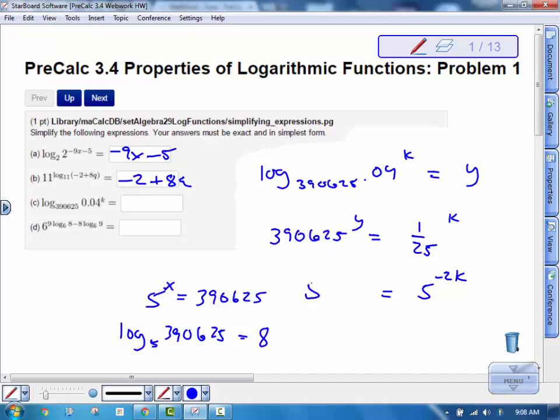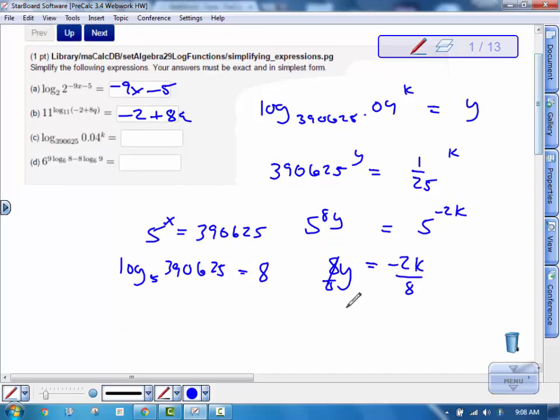So I'm going to change this to 5 to the 8th raised to the y. And I don't need these parentheses. I'll just make it this. Now I've basically rearranged these to have the same base, so I can compare: 8y has to equal negative 2k. Now let's divide both sides by 8, and that gives us y is equal to negative k over 4. So that goes here.